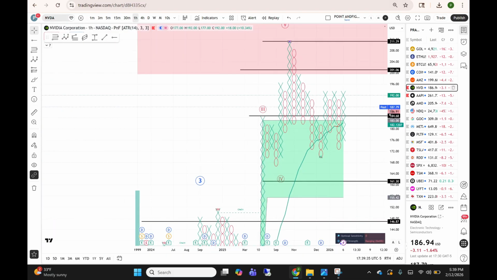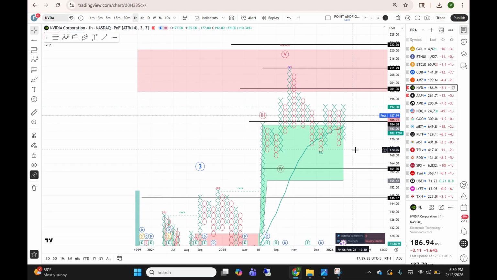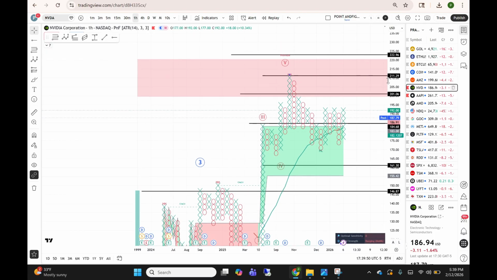And long-term is still green. If you want to take long positions right now, your stop loss should be somewhere around 170 and ride it up to 212 or 222. That's pretty much for right now. We will talk about the stocks in the upcoming videos.